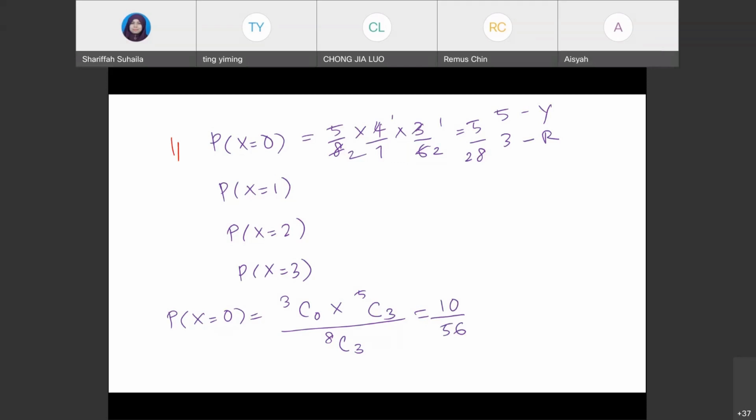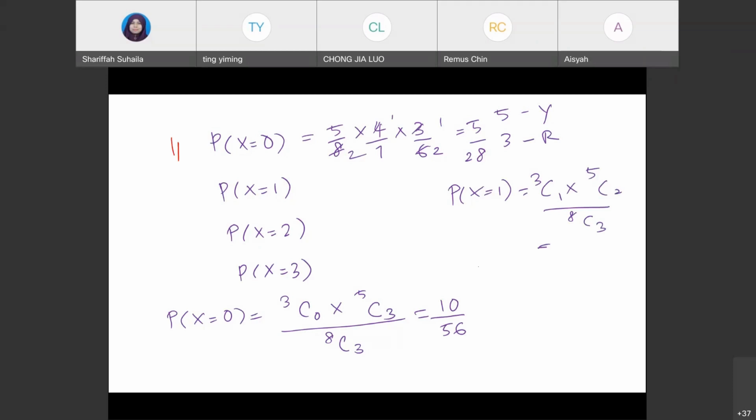If you proceed, you want to find probability x equals 1. Either you solve using the probability or you just use the combination rule. That means only one red marble. So you will have 3 choose 1 times 5 choose 2, divided by 8 choose 3. So again, here you will have 30 over 56.